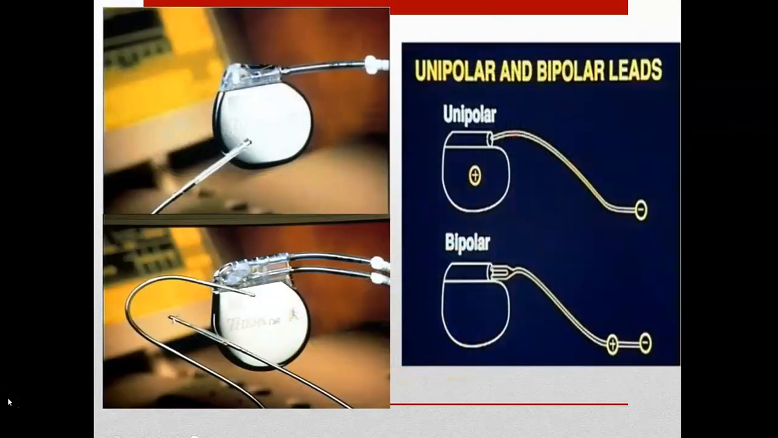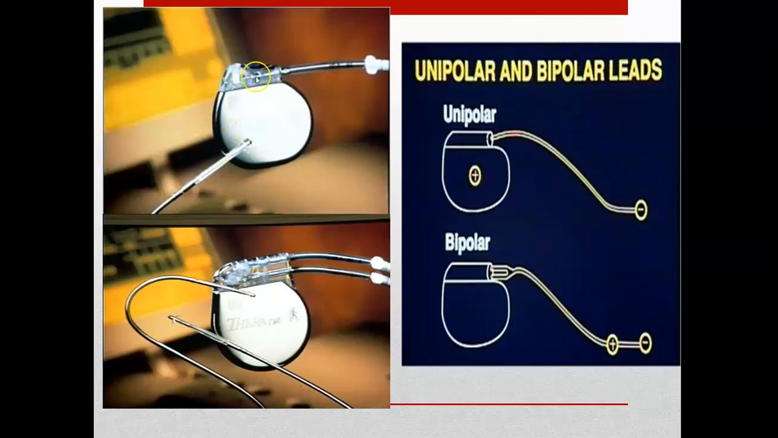All right. So unipolar and bipolar leads. Pacemakers can either be unipolar or bipolar. So we've got either one or two different leads that we can use. So we've got our pulse generators, and then we've got our pacing leads, which are these. It can be 1, 2, or 3 electrodes. Most of the time you're either going to see unipolar or bipolar.